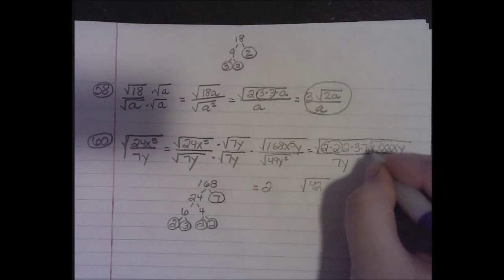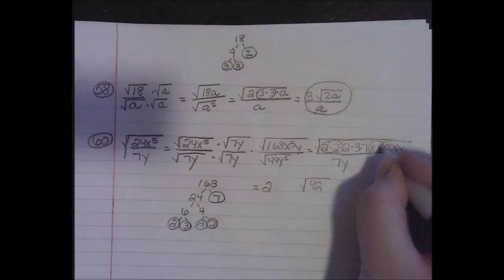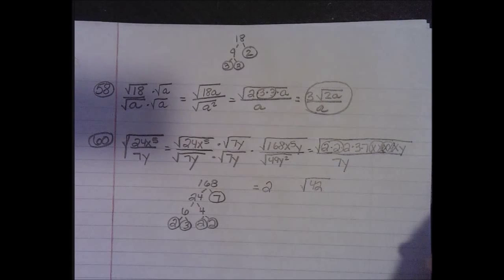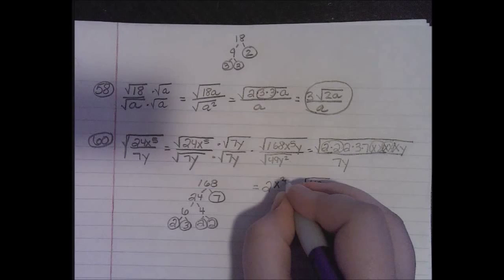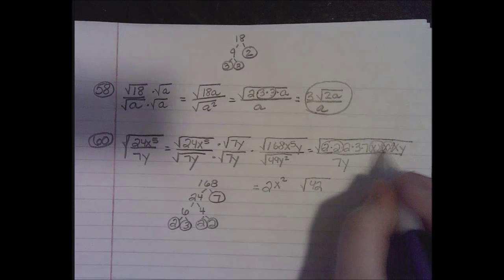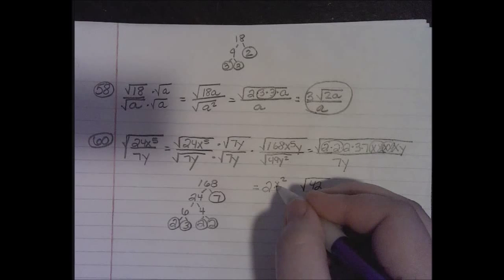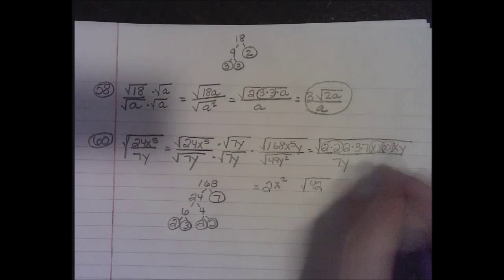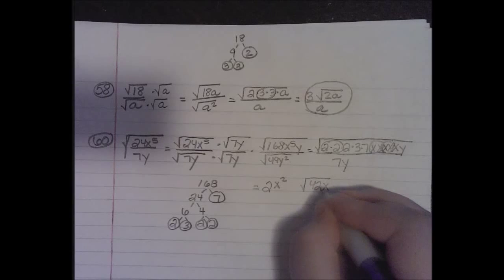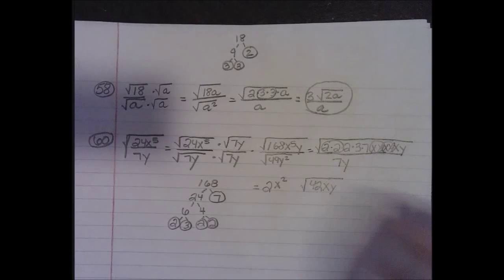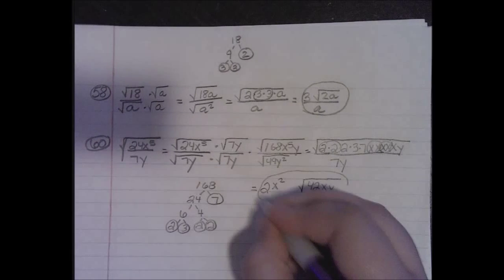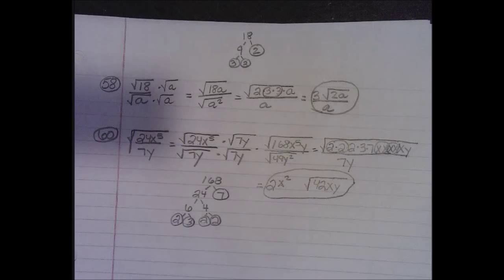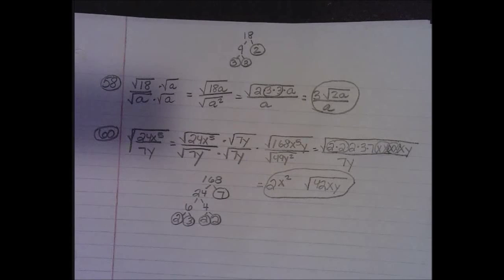Then I can pull out 2 pairs of x's. So that gives me an x squared, because when you pull these x's out, you're going to multiply them. So x times x gives me that x squared. Then I have that lonely x left in there, and then that y didn't have anything to pair it with, so that's going to stay the same. So our final answer is 2x squared times the square root of 42xy.